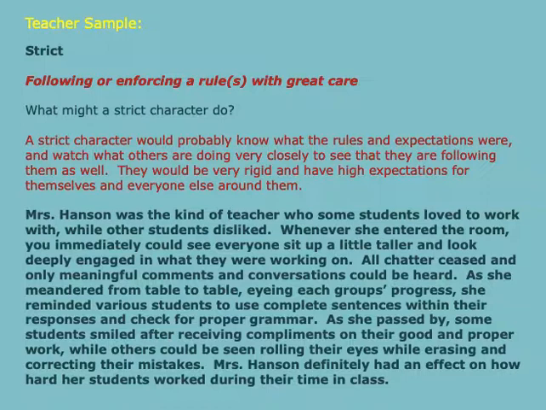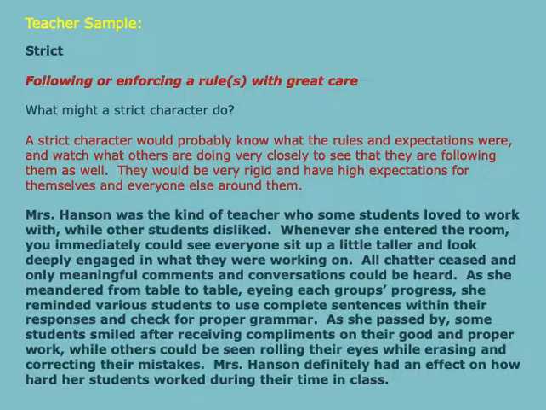A strict character would probably know what their rules and expectations were and watch what others are doing very closely to make sure that they are following them as well. They could be very rigid and have high expectations for themselves and everyone else around them. So when I think about a strict person, those are some things that came to my mind. Then I also made a bullet point list of what are some things a strict person might do. What are some thoughts they might have? What are some things they might say? How might they appear, either like in how are they dressed or how might their facial expressions be? And how others would react to them.